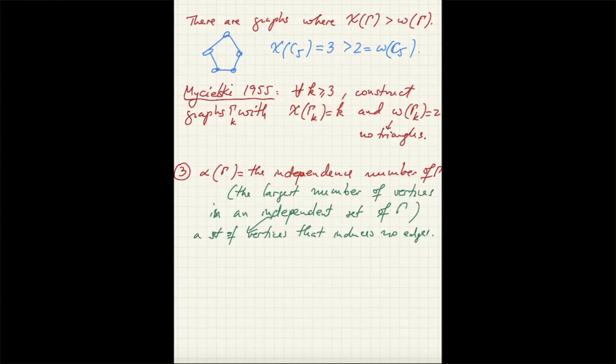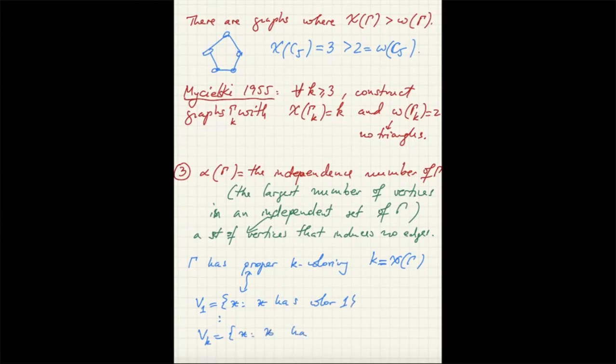Now what happens is that when you do a proper coloring, let's say gamma has a proper k-coloring, say k is the chromatic number of gamma, the smallest number of colors. What does that mean? That means that we can look at the vertex sets: V1 is all vertices x such that x has color 1, and it goes all the way to Vk, all vertices x such that x has color k. These are called color classes of this coloring.